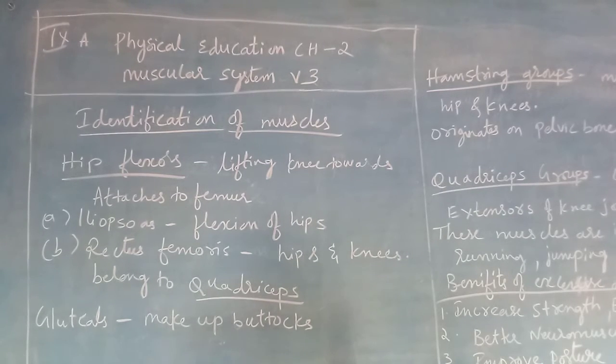Again it consists of two types, that is the iliopsoas and the rectus. The iliopsoas is a flexion of the hip, which helps in the movement of the hip, then the rectus helps in the movement of the knee. So both come under hip flexors. So next is the gluteals, which perform similar kinds of activities, in the hip girdle.